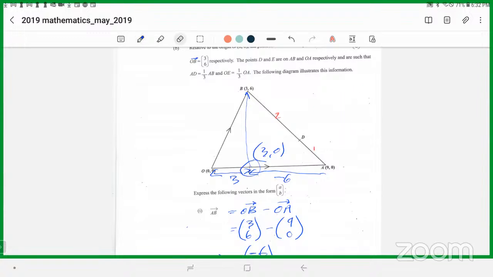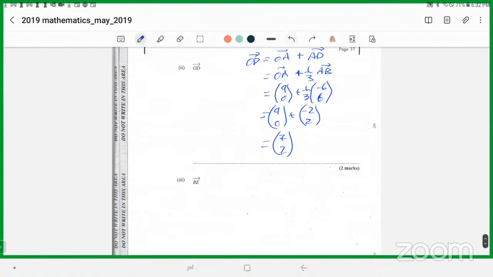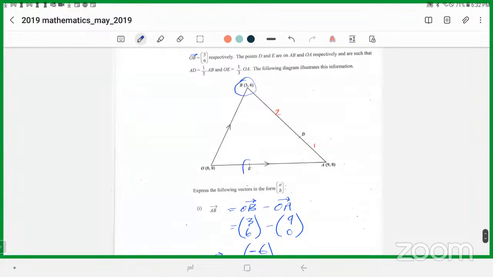All right, let's see if that makes sense. Let's work it out. OE is 3, 0, but I want BE. It's BE that I want. So it looks to me like this minus that, but let's work it out. All right, let's go. BE. So tell me now, how do you calculate BE? How do you go from B to E? What do they do? Talk to me. BO and then OE. Right, so BE is BO and then OE.